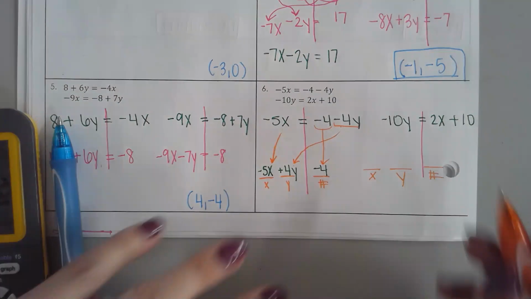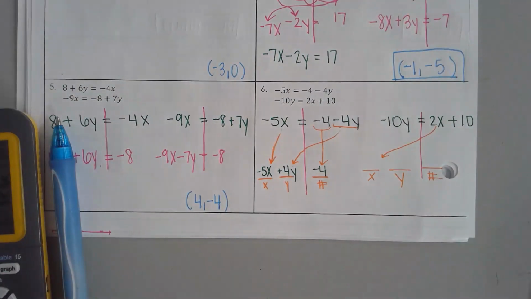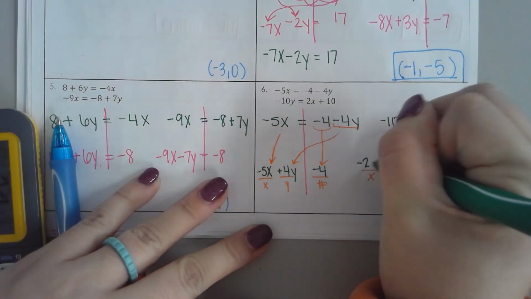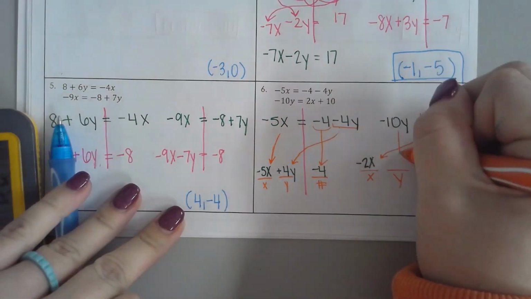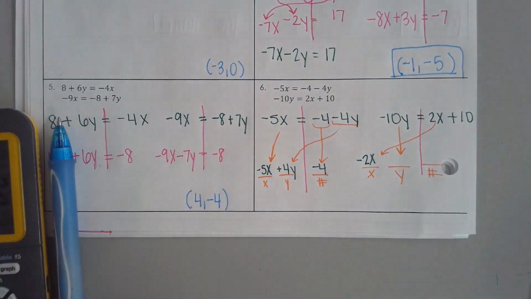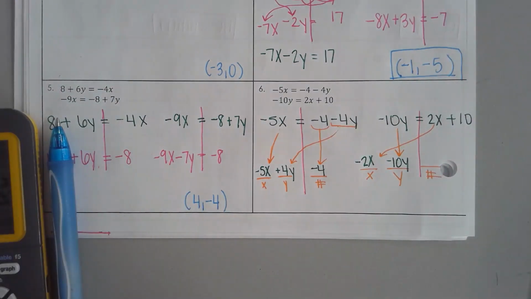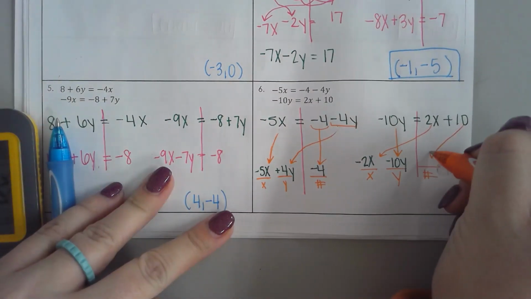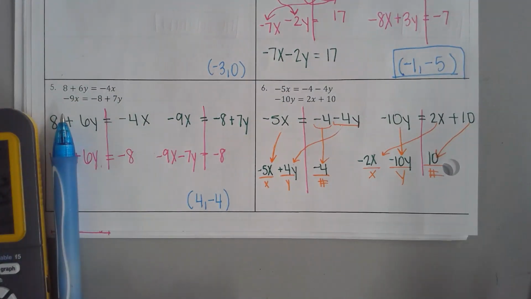To get the x in its position, it had to cross the line, so it became negative 2x. To get the y into its position, did it cross over my pink line? No, so it stays negative 10y. And then my plain number, which is the 10, does not cross the line, so it stays a plus 10. See if you can go from there and get your solution.